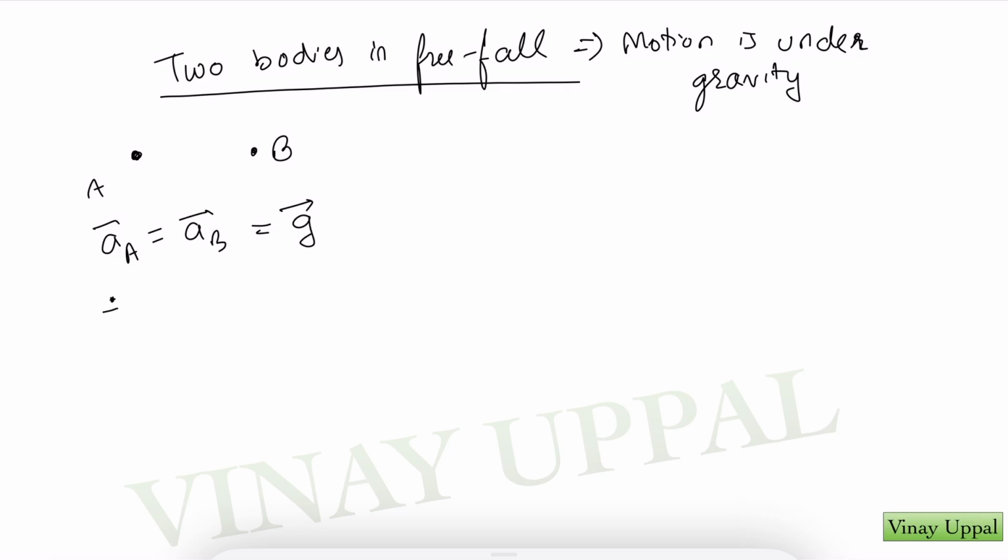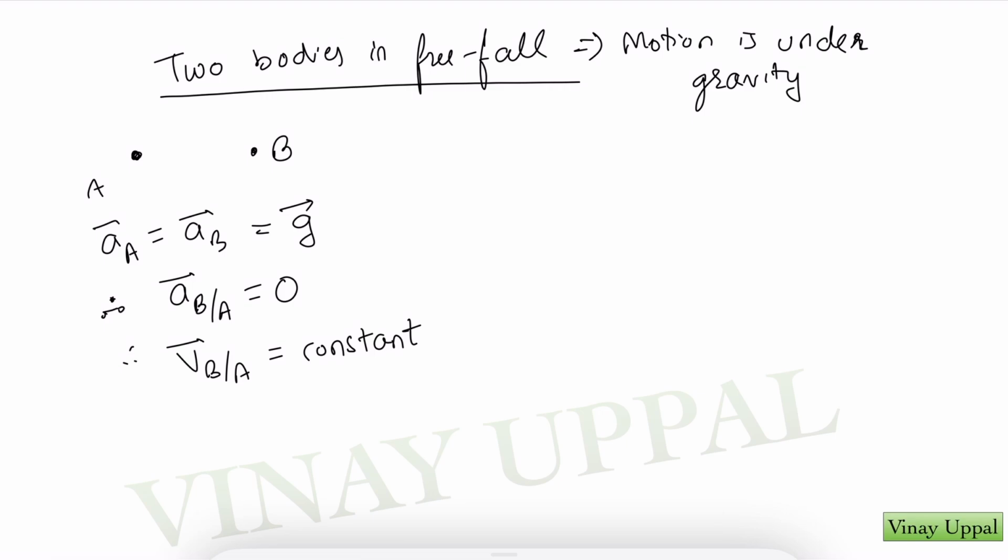And therefore, the relative acceleration, if I say acceleration of B relative to A, will become 0, and therefore velocity of B with respect to A will become constant because it has 0 acceleration. So this makes it very easy to solve such type of problems. We'll look at a couple of these kind of problems.